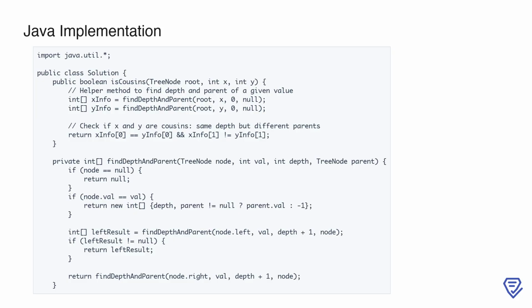After retrieving the information for both nodes, we check if they are cousins. This is done by verifying that they have the same depth but different parents. If both conditions are true, we return true, otherwise, we return false. Now let's take a closer look at the helper method.